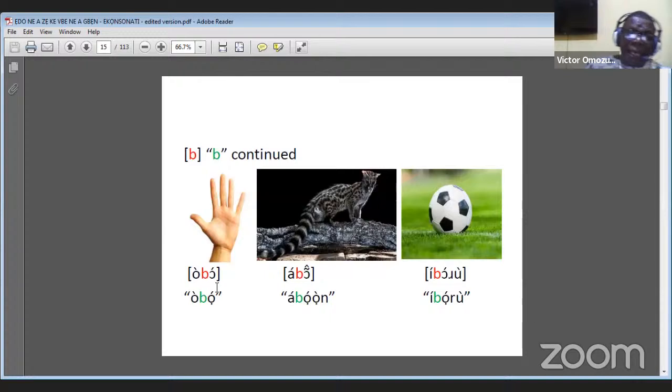Then the ore obo, ore abon. Abon is one of the cats, the wild cats, abon. And then ore iboru. Iboru here is borrowed from the English language because it is not an original experience of the Edo people. So you don't have an Edo word for it. So it is borrowed as Iboru.